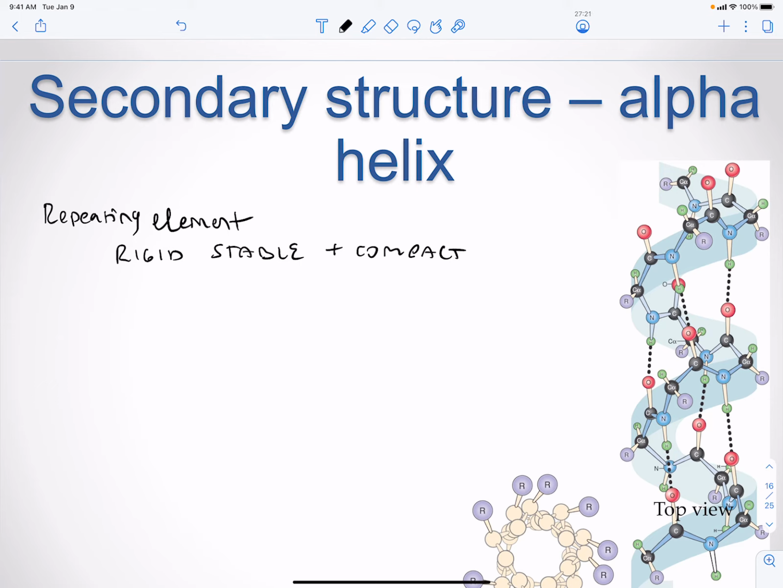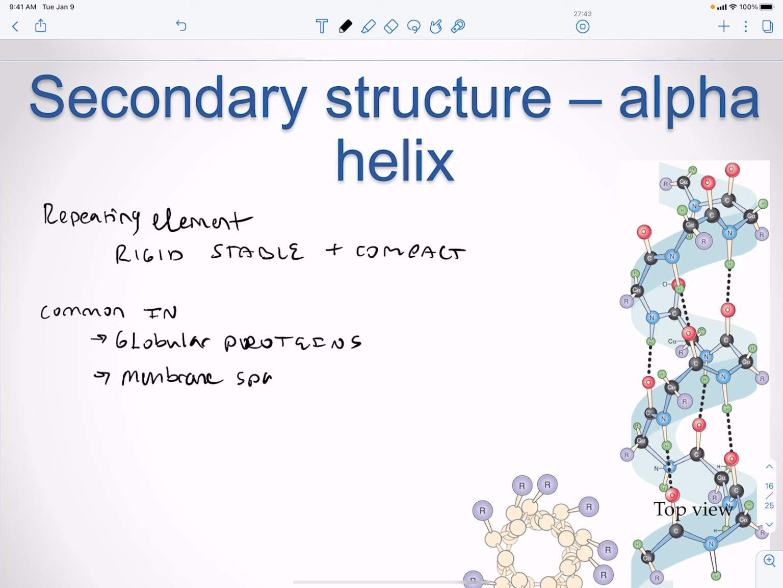Now also, there are going to be common elements of our globular proteins. So you will find alpha helixes in globular proteins. You're going to find them in membrane spanning domains. And that's going to be in the protein. And our DNA binding proteins are alpha helixes.